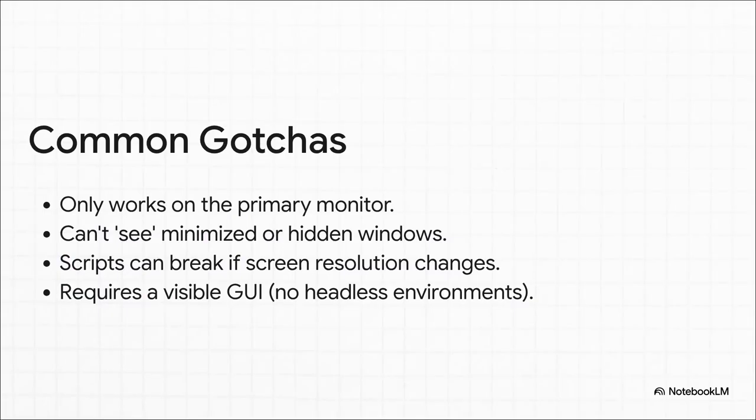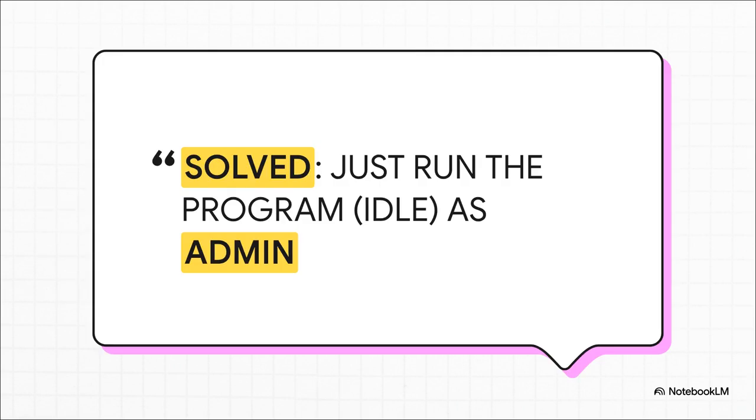All right, let's get into the common gotchas. The main thing to remember is this. PyAutoGUI acts like a person sitting at your computer, so it can only see what's on your main monitor. It can't click on windows that are minimized or hidden behind another one. And because it relies on those exact coordinates, if you change your screen resolution, your script is going to break. And of course, since it needs a screen to look at, it's not going to work in a headless environment like a cloud server.